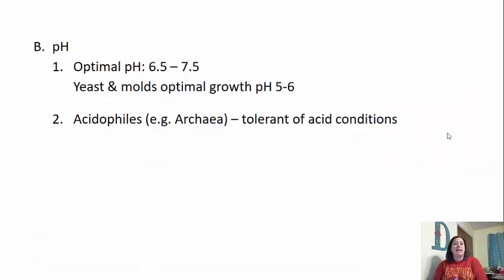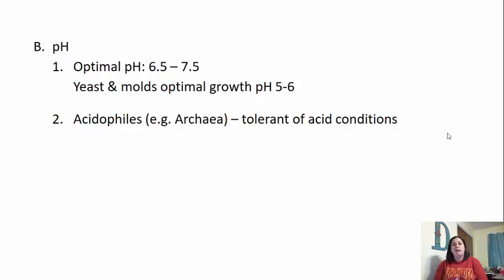The next we want to look at is pH. So when we're looking at pH, most bacteria have an optimal pH between 6.5 and 7.5, which is pretty neutral. 7 is neutral. Yeasts and molds, which are part of the fungus group, actually prefer it to be a little more acidic, so they like the pH of 5 to 6.